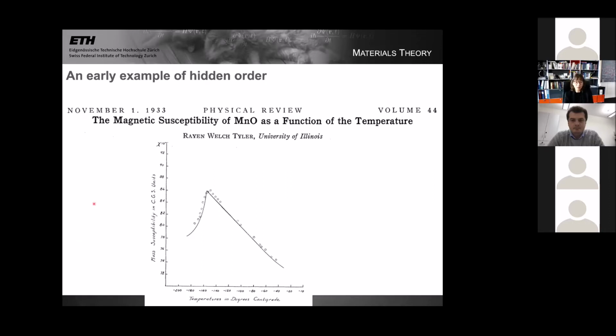And these are data from the 1930s. This is a plot of the susceptibility as a function of temperature for manganese oxide, which at the time was believed to be a non-magnetic material. And these data at the time must have been really curious. So at high temperature, they will have been understood.